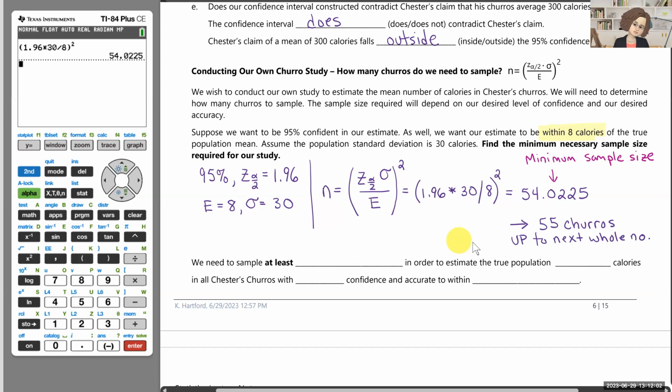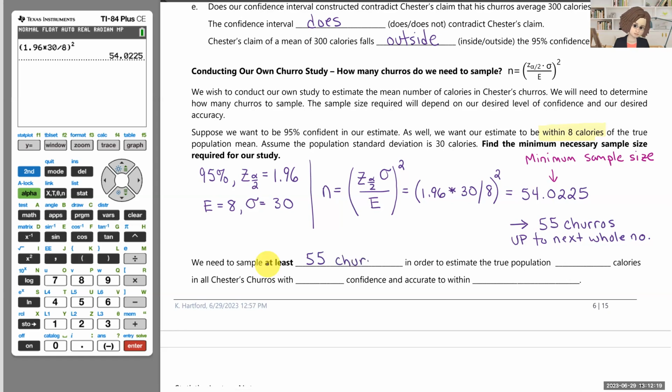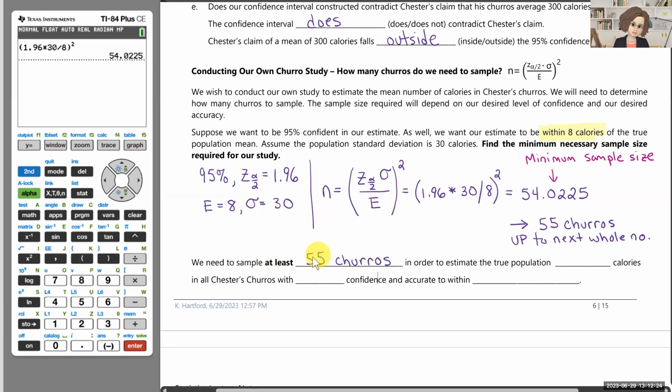All right, so that's the only thing you have to really pay attention to, that you don't think of it as normal rounding here. We always go up. And now I can tell you that we need to sample at least, so this is still a bare minimum, more data is generally better. The more data we have, the better off we are. But at the very, very least, you're going to need at least 55 churros.